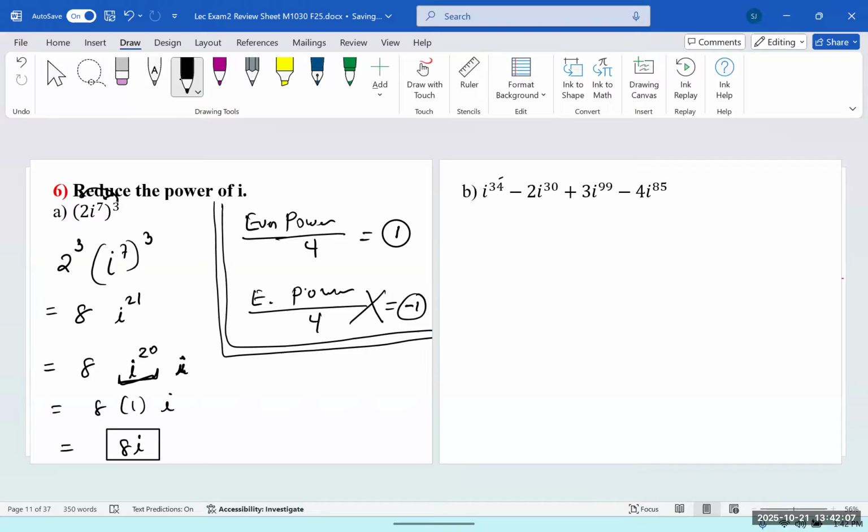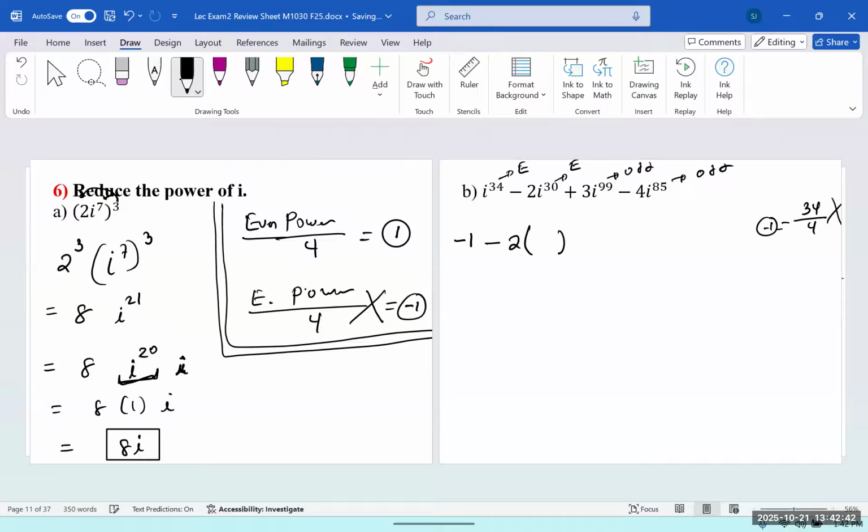First one is what? Odd or even? Even. The second one is what? Odd or even? Even. The third one is what? Odd or even? Odd. The last one? Odd. That means the first 2, we do not have to do anything besides dividing by 4. If we have 34 divided by 4, can you do that? No. So the answer is -1.